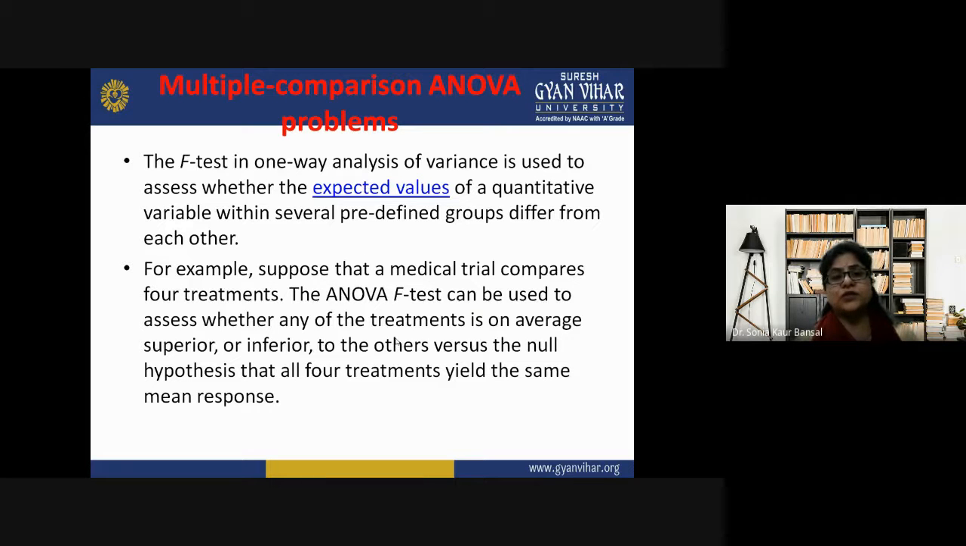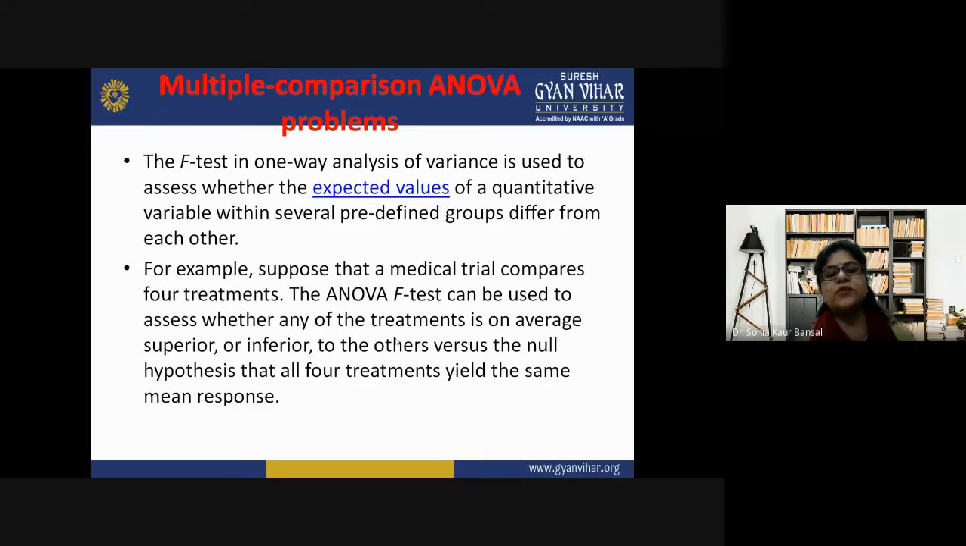So when we actually look at the comparison between multiple groups, what are the problems that a researcher basically faces? So the F-test is one way. Analysis of variance is used to assess whether the expected values of a quantitative variable within several predefined groups differ from each other. So in that case, when the F-test is applied, the researcher might face a problem.